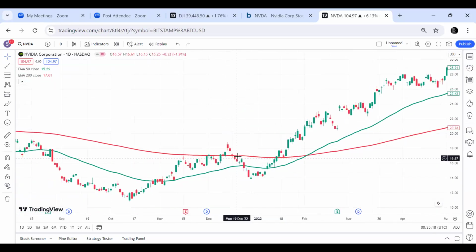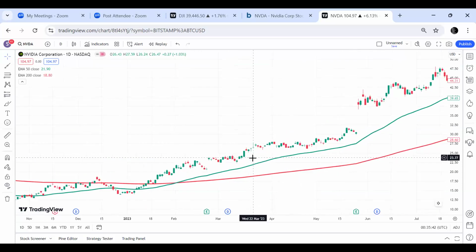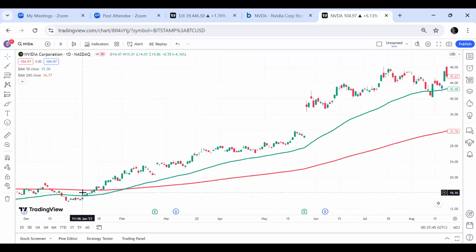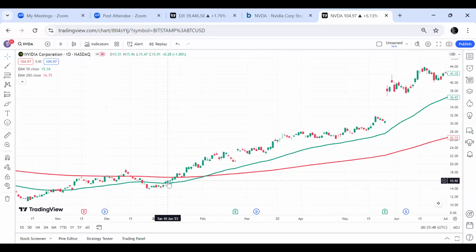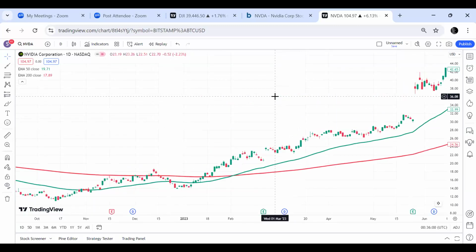As you can see here, at this place the price had taken support at the 50 moving average, and at the same time it had taken support at the 200 moving average. If you consider this and get into the trade, you will be very profitable. Here you are getting into the trade at around $17, and it had gone from $17 to around $40. That's a very huge amount.